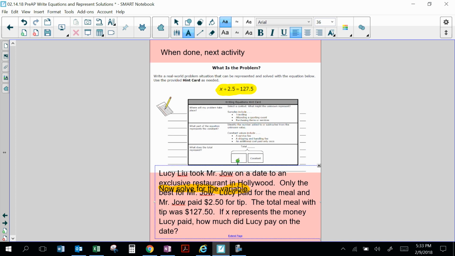So let's go back and look at this one. Lucy Liu took Mr. Joe on a date to an exclusive restaurant in Hollywood. Only the best for him, or for me. I'm talking about myself. Lucy paid for the meal, so she paid X. But I generously paid $2.50 for tip. All right, that's kind of cheap. I have to admit that's pretty cheap. The total meal with tip was $127.50. If X represents the money Lucy paid, how much did Lucy pay on the date? Now I have to solve for X, and I'll let you solve for X. You may pause at this time and give students time to create a funny story.